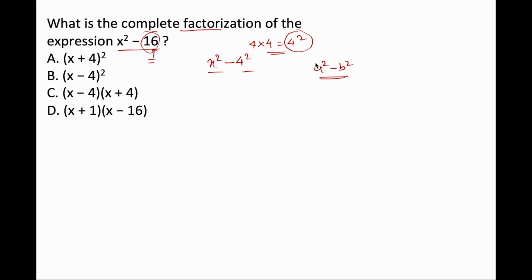Whenever you see this type of expression, you can just expand it to a plus b multiplied by a minus b. So this is a kind of formula that you should remember to solve these kinds of algebraic expressions, and according to this we can expand x squared minus 4 squared to x minus 4 multiplied by x plus 4. So this is the answer to this question, which means that option C is the correct answer.